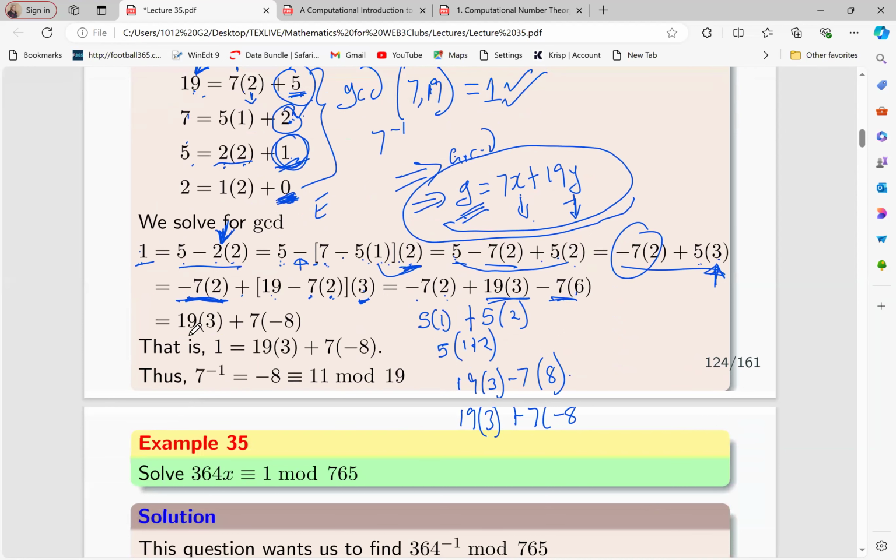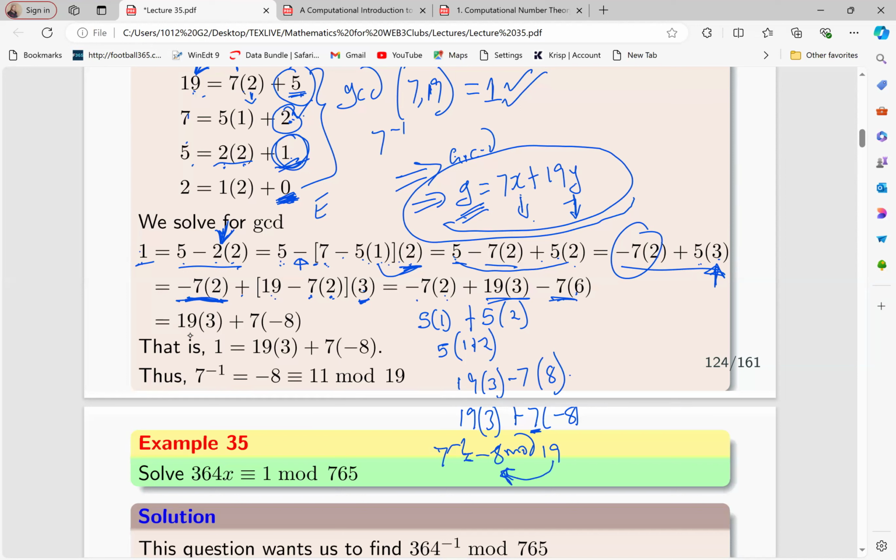Now, when we reach here, what we wanted was the inverse of 7. So the inverse of 7, therefore, is negative 8 mod 19. But we want a positive answer. So since we want a positive answer, we add 19 to that.